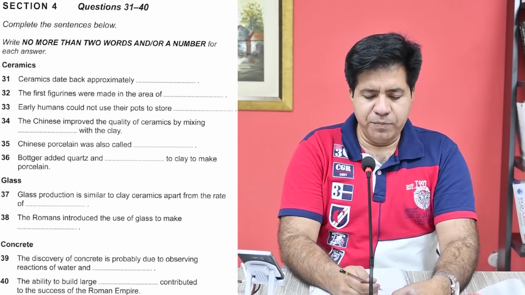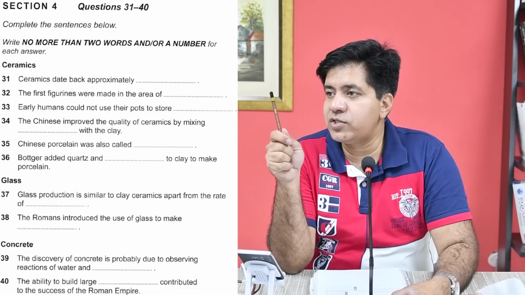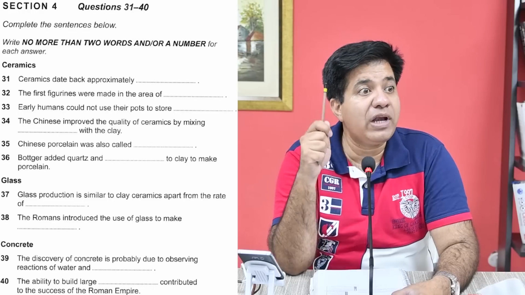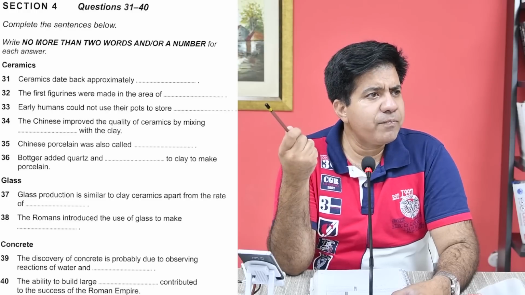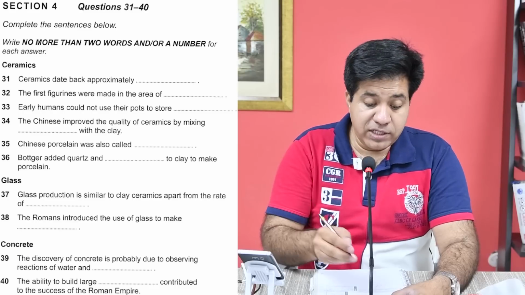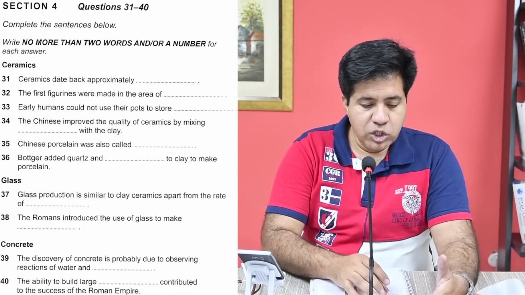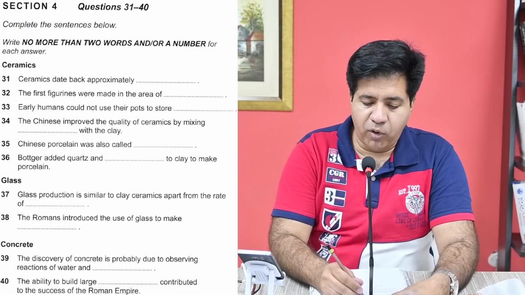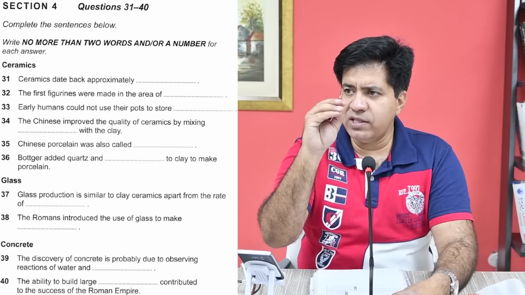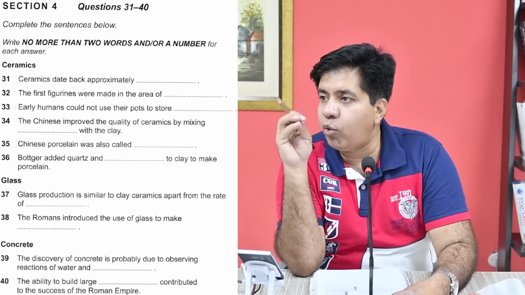Okay, early humans could not use their pots to store. Now remember, pots, store. So they might say early humans could not use their pots to store liquid, for example, right? Liquid or... No, it is not just ghada. It is anything. Pots mean bartan. Now just focus on 'not to store'. What is it that early humans could not store in their pots?